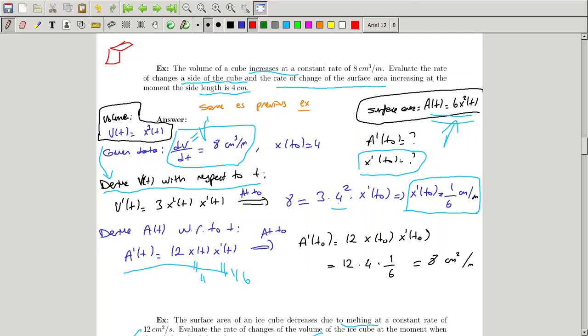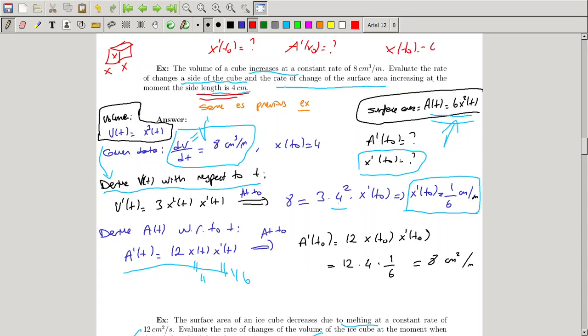So we have each side of the cube equal to x. Evaluate the rate of change of a side. You see that in this question it is asked to find x prime at t0 and the rate of change of the surface area, a prime at t0. These two details are asked in the question: the surface area increasing at the moment the side length is 4, whenever x at t0 is equal to 4.